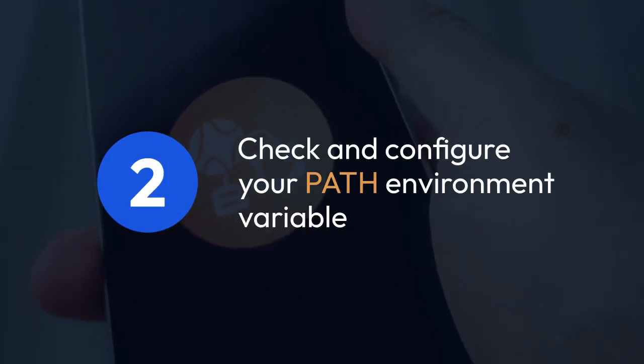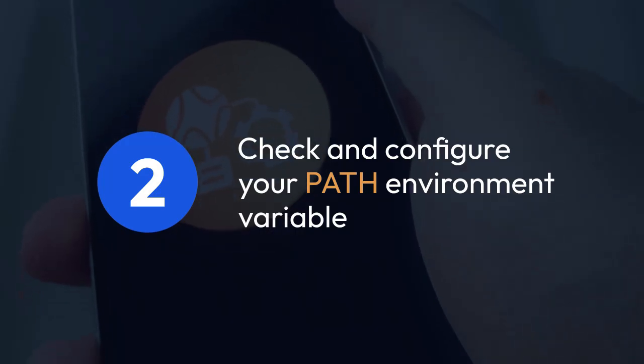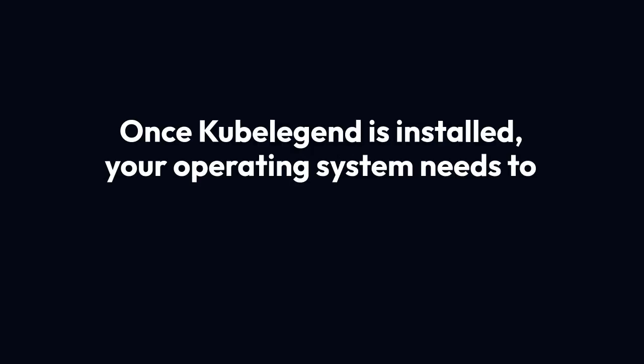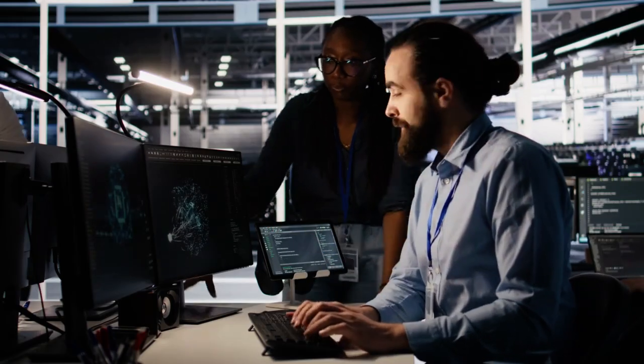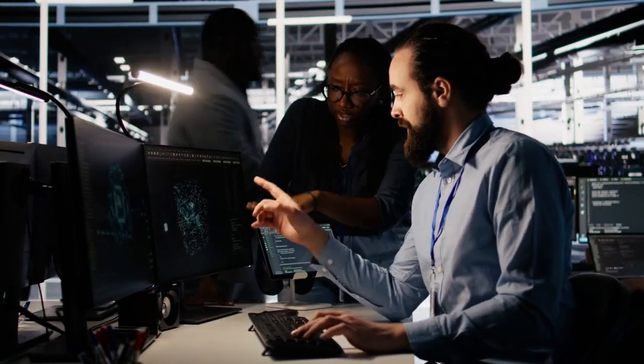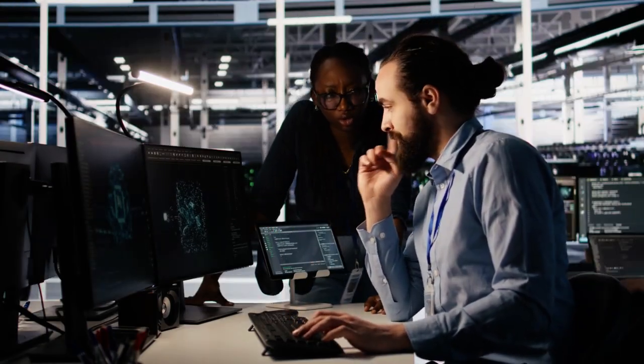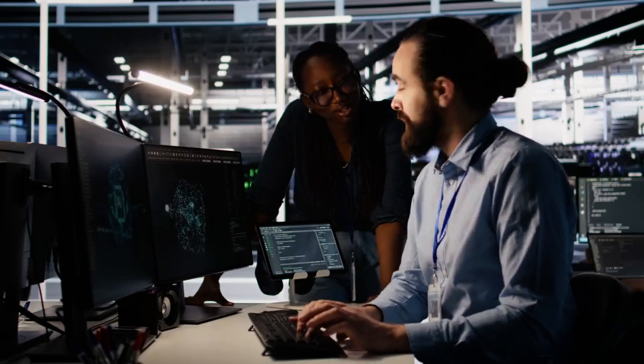Solution 2: Check and configure your PATH environment variable. Once kubelogin is installed, your operating system needs to know where to find its executable file. The PATH environment variable is essentially a list of directories where your system automatically searches for executable programs when you type a command. 1. Verify installation.